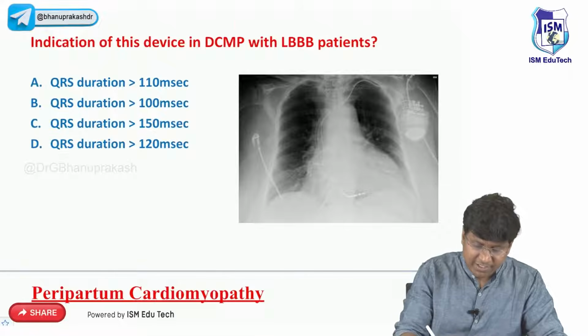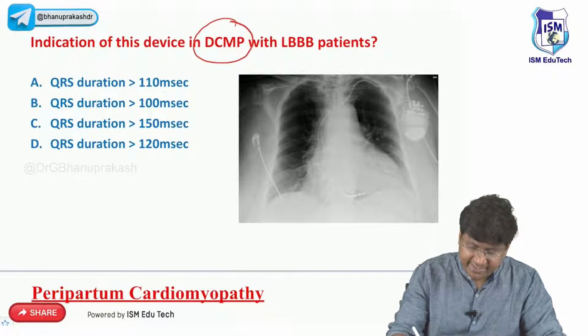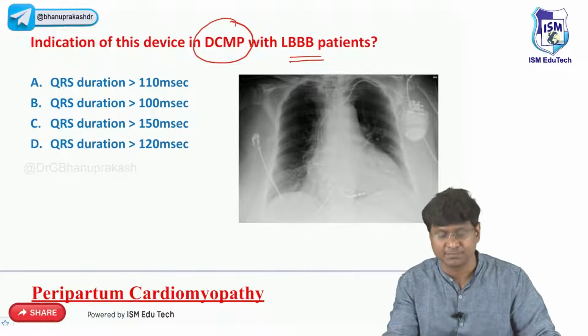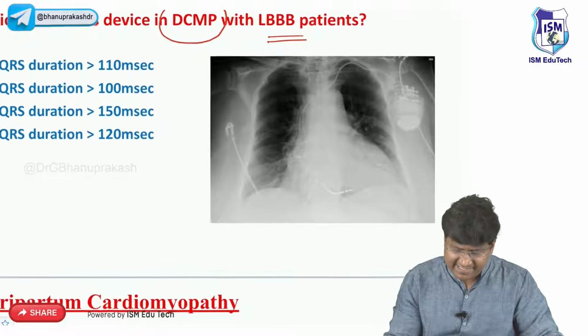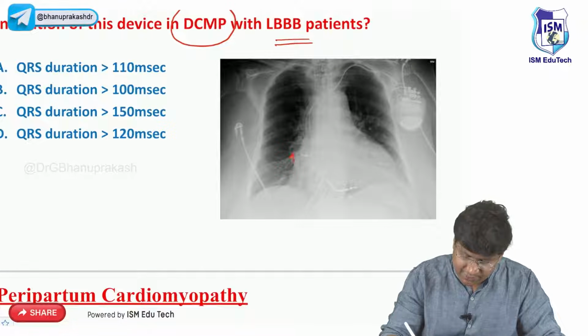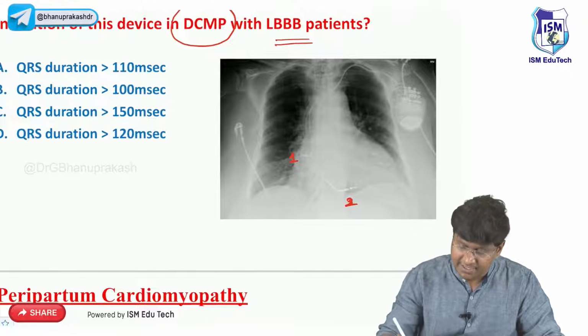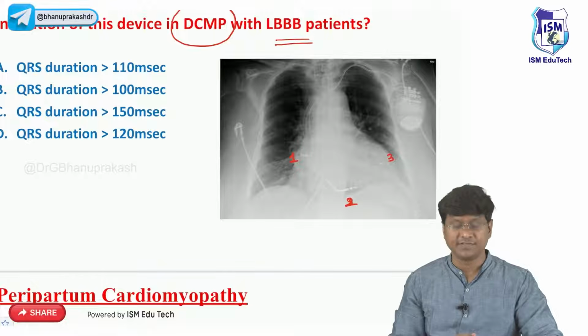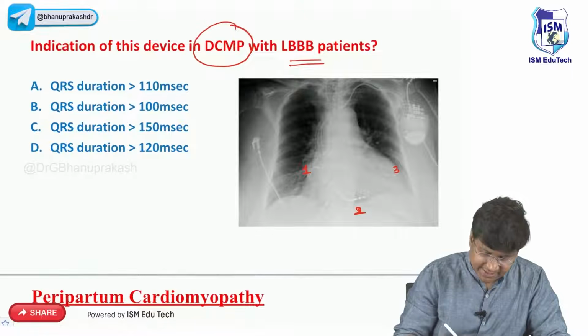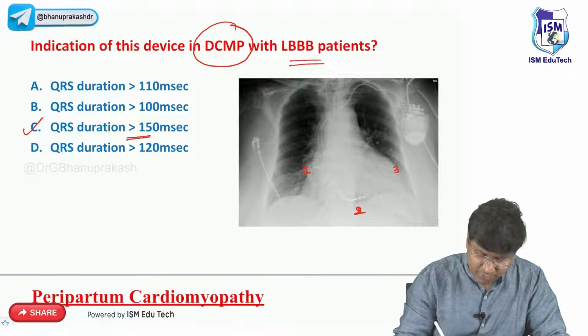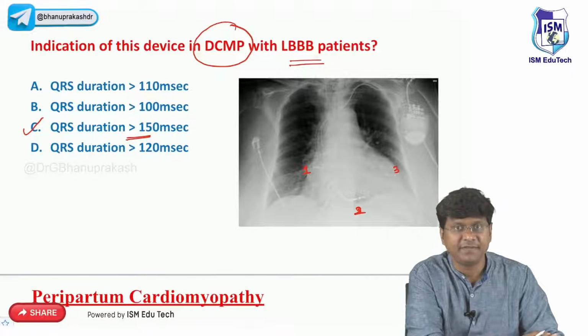Now you should know the indication of this device in dilated cardiomyopathy with left bundle branch block. So what exactly is this device? If you see, you have three leads. One lead is in the right atrium, the second lead is in the right ventricular apex, and the third lead is in the lateral wall of the left ventricle. The QRS duration should be more than 150 milliseconds.